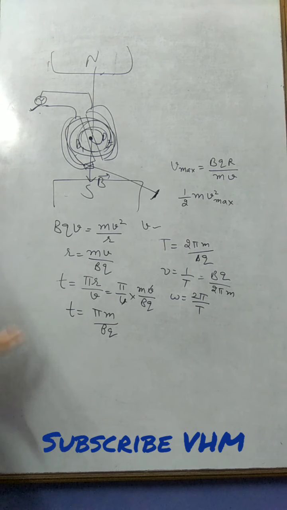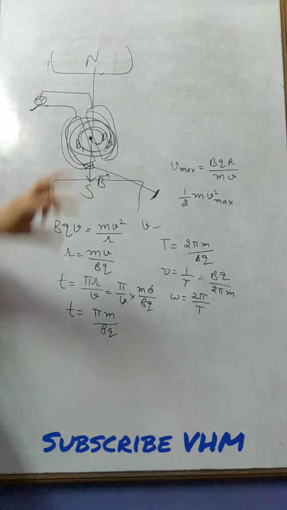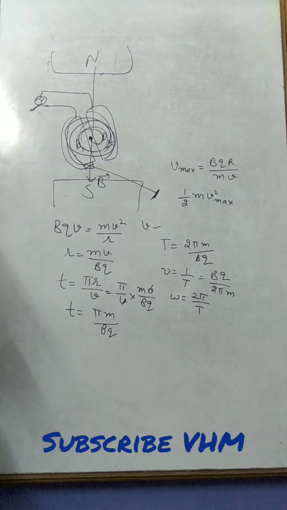Bqr upon m, and the maximum kinetic energy is half m v square maximum. So this is the cyclotron, which is used to accelerate the charged particle by using the electric field and magnetic field. What is the role of the electric field? It is the oscillating electric field, which provides the polarities to the D's to cover the path. And what is the role of the magnetic field? It provides the source of centripetal force so that the charged particle moves along the semicircular path inside the D's.